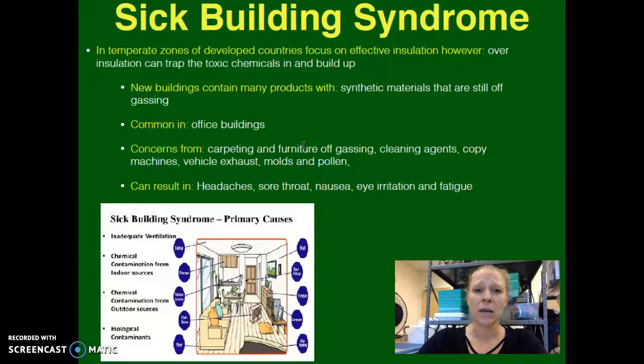And so these are the indoor air pollutants that we need to be concerned with.